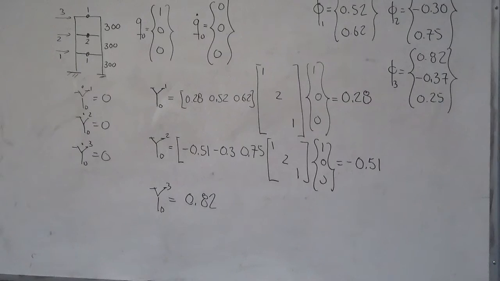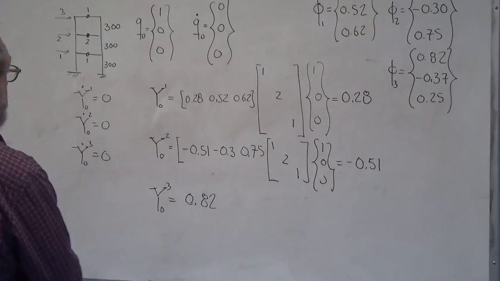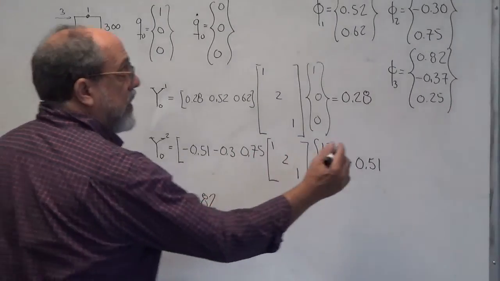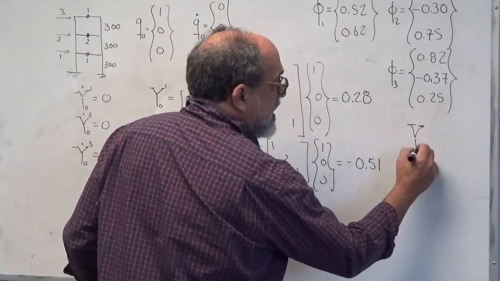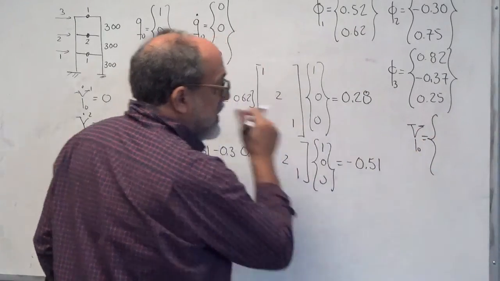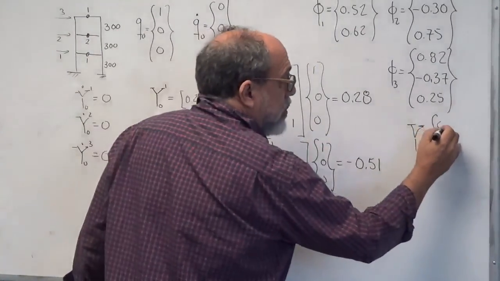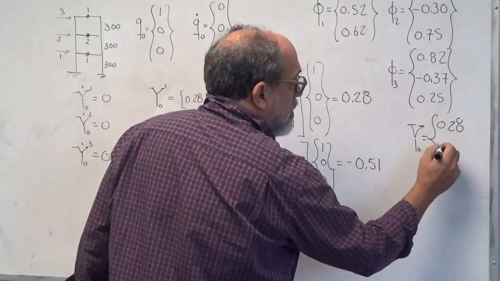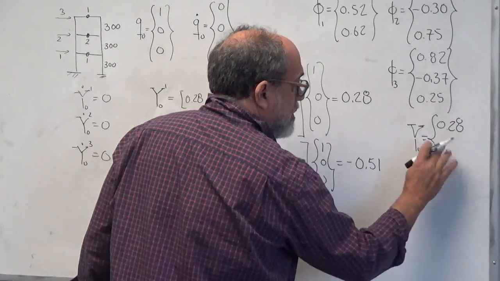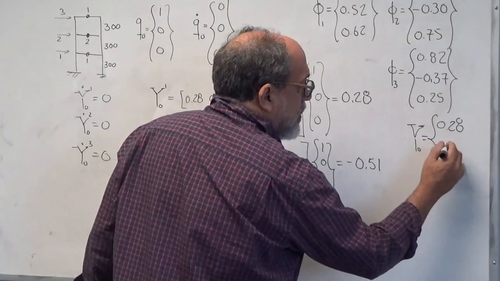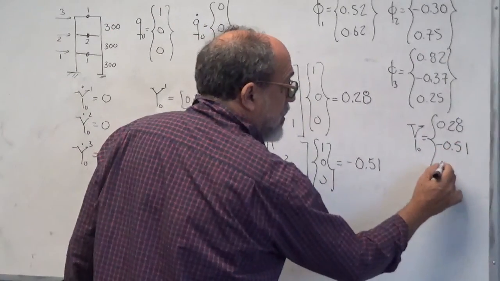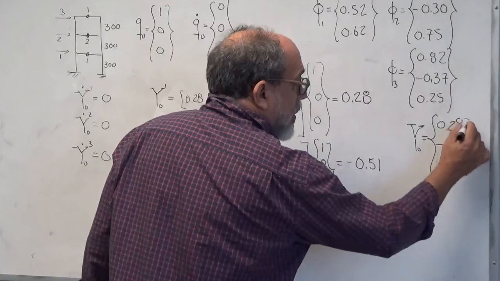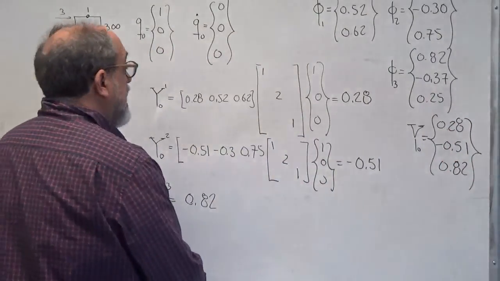Now that we have that, I will store these values over here. Let me just say that the y0 vector, which is the ordinates of this thing, was 0.28, minus 0.51, and 0.82. Keep them there, and then erase this.